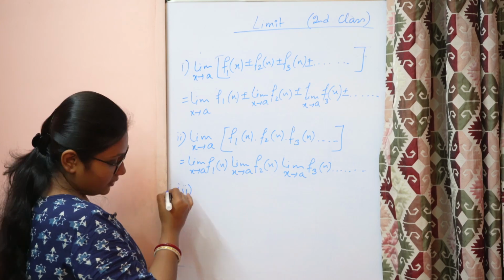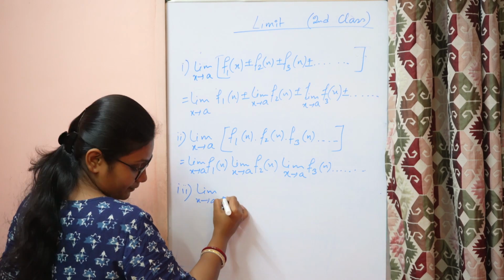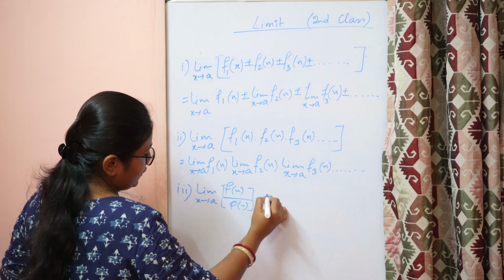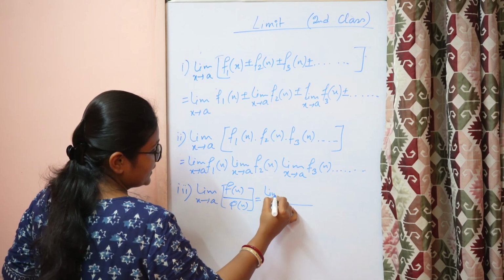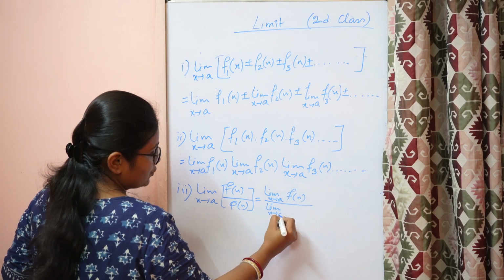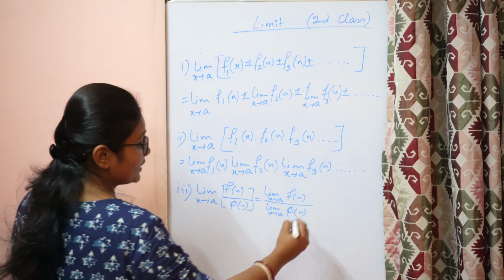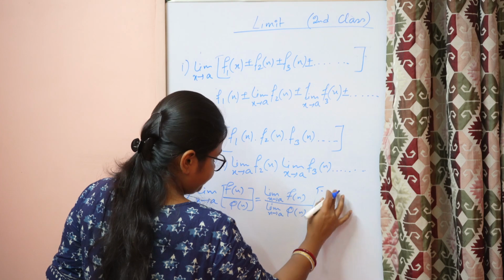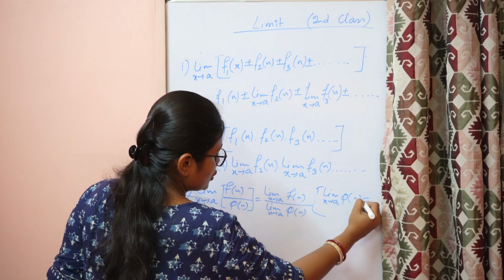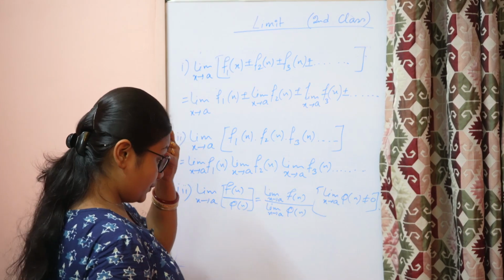And for the division also, limit x tends to a f(x) by phi(x) is equal to limit x tends to a f(x) by limit x tends to a phi(x), where it should be clear that limit of phi(x) should not be equal to 0.